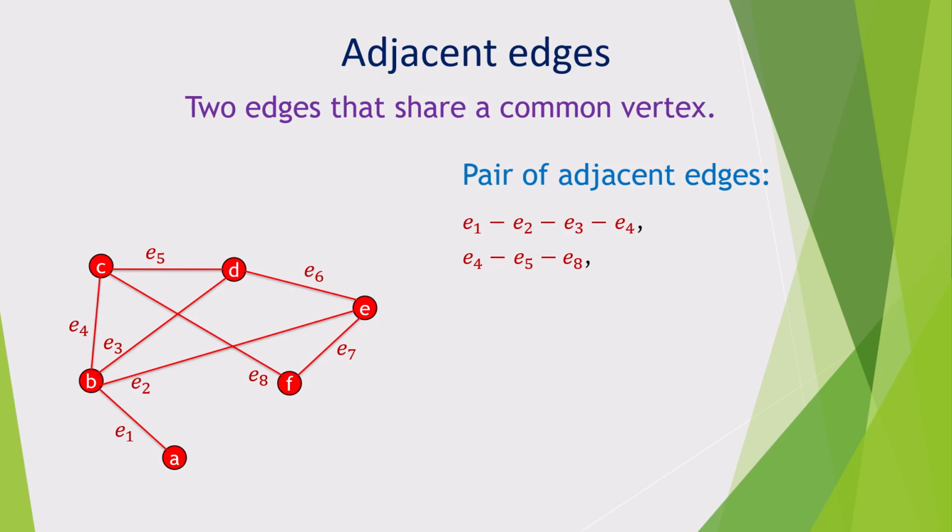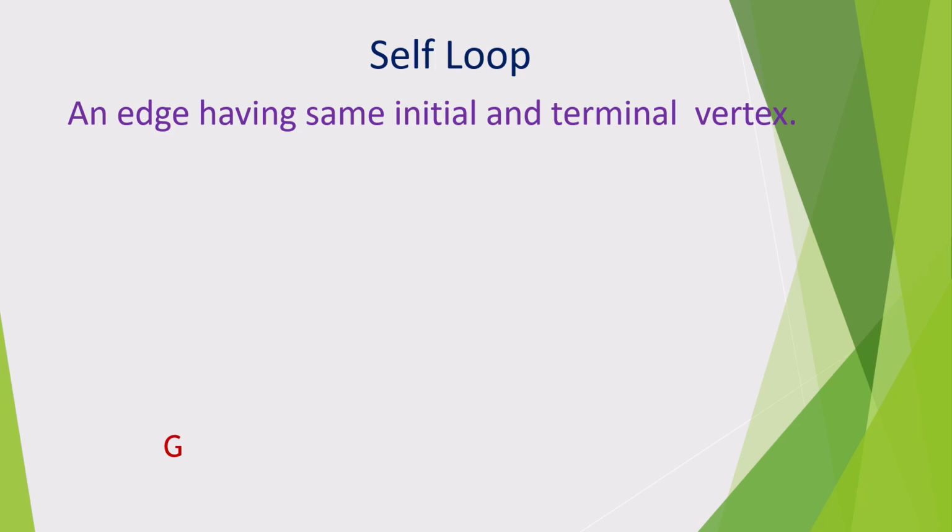Similarly, E4, E5 and E8: C is a common vertex between E4, E5 and E8. Thus, these three edges are adjacent edges. E7, E8: E7 and E8 have common vertex F. So these are adjacent edges.